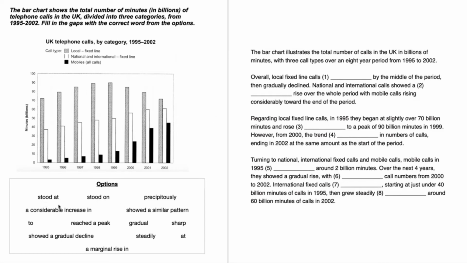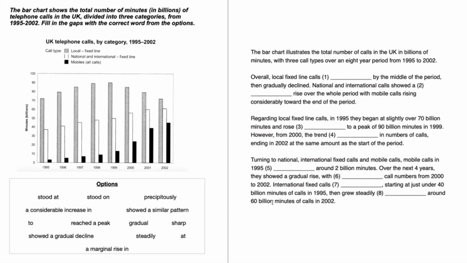We see stood at, stood on, precipitously, a considerable increase in, showed a similar pattern. Then in our third line, we have to, reached a peak, gradual, sharp, showed a gradual decline, steadily, at, and a marginal rise in. You really want to use all your knowledge with adverbs and adjectives and the vocabulary we looked at today. This is also a great review for grammar.